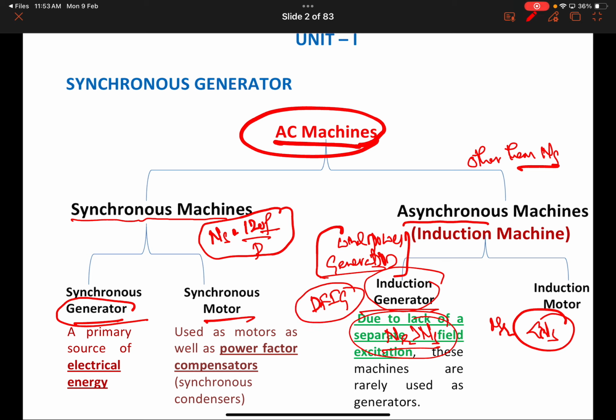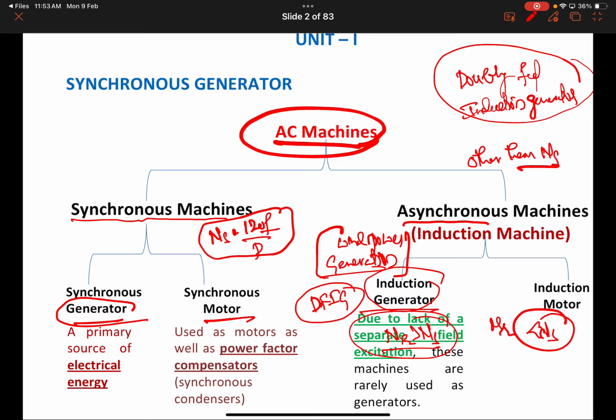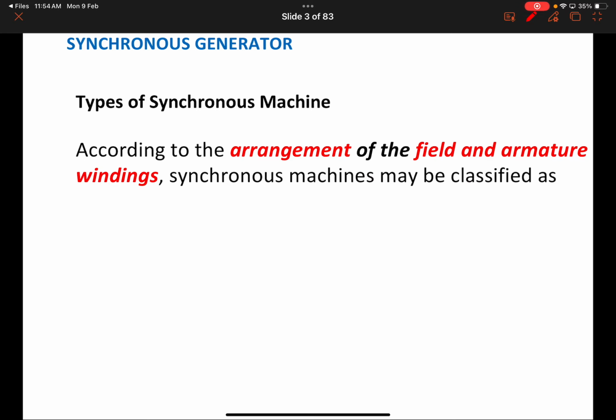It's an extension of the induction generator. DFIG is nothing but the doubly fed induction generator. With the advancement of technology, DFIGs are used nowadays in wind power generation. Can we expect the wind speed to always be 70 kilometers per hour, 60, or 80? It always varies. So we are using an uncertain source for power generation, and for that we use the appropriate machine, that is DFIG or induction machines.